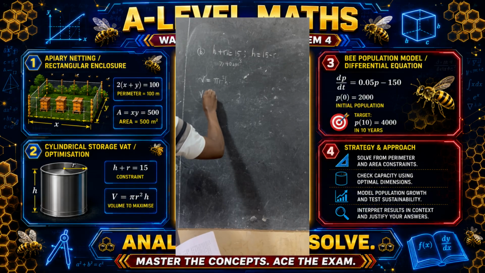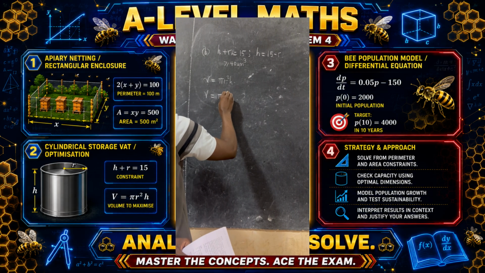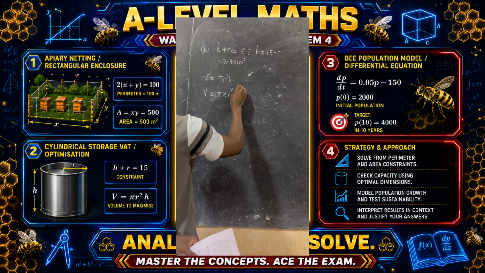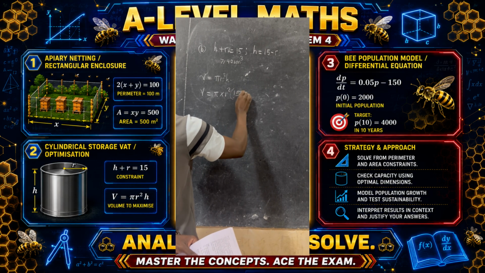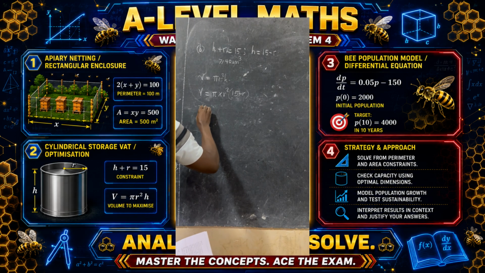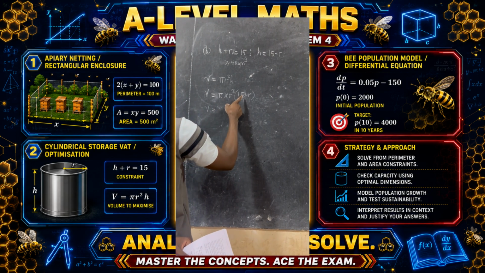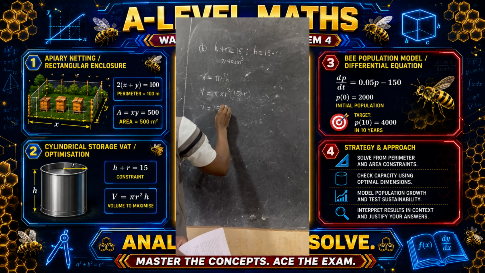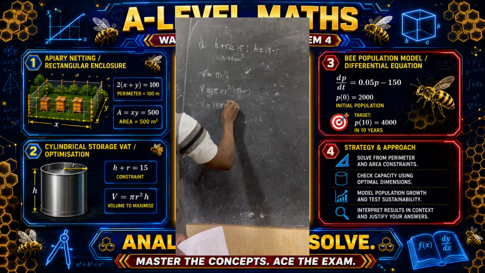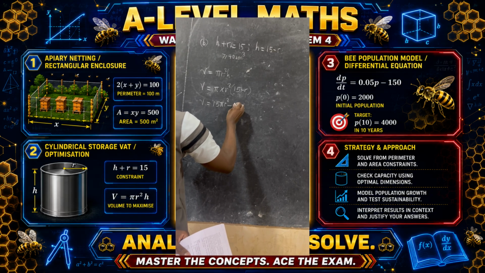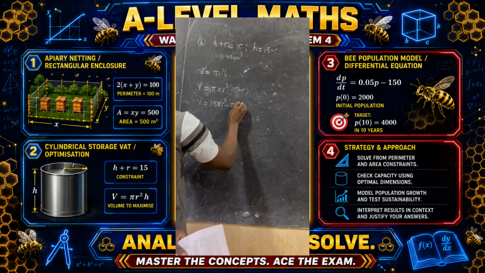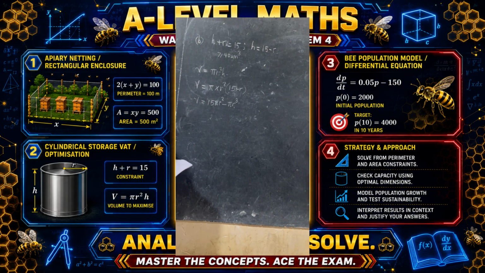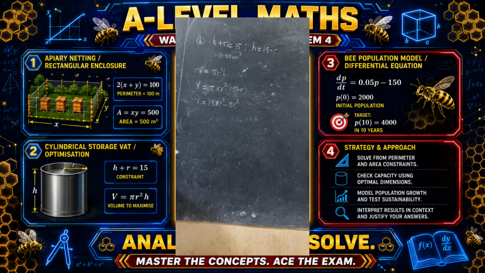So V is going to be equal to pi times the radius, which is r squared, then times height, that is 15 minus r. On opening brackets, I'll come up with 15 pi r squared, then minus pi r cubed. That is my volume that I've come up with.